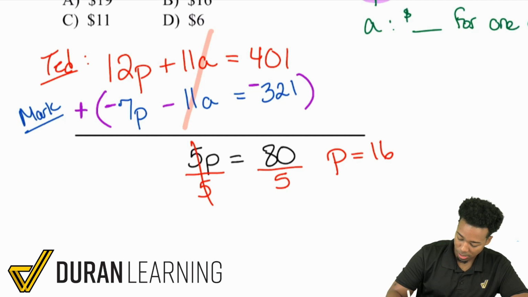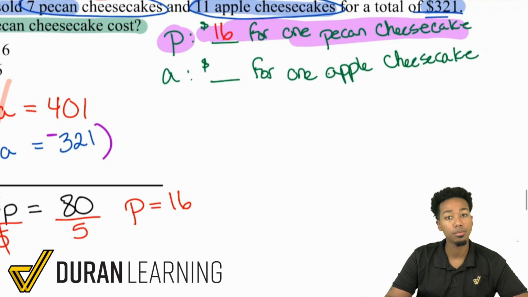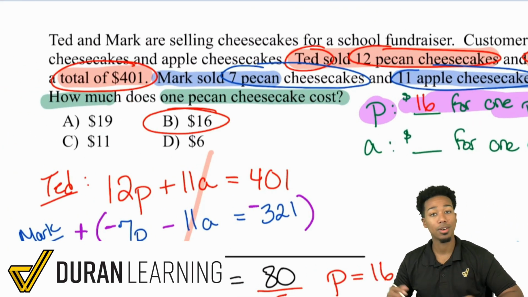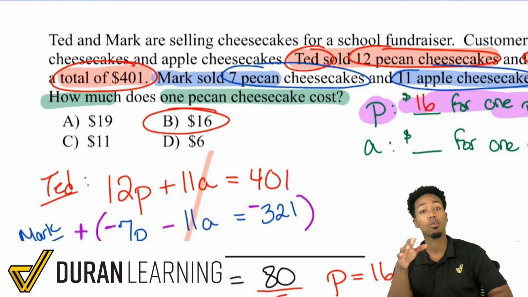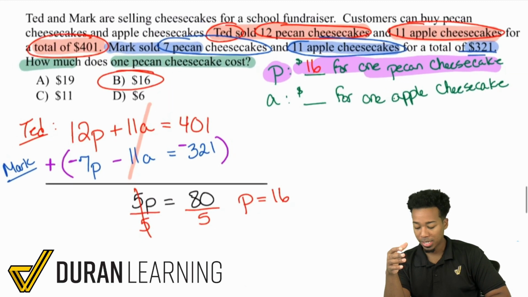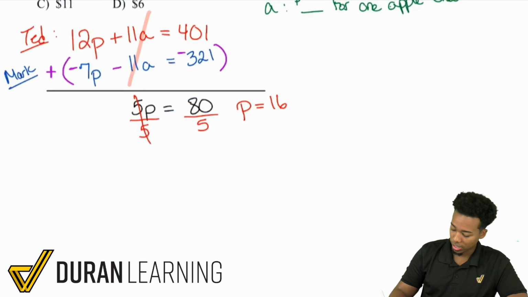And so what that means is, right here, $16 is the cost for one pecan cheesecake. And that's it. Booyah, we have our answer. That's B, and we're done. Now remember, we have 3 more problems here to go, so go ahead and watch through the rest of these because I got your back here. Setting these problems up and then solving them, those are the 2 main things. Let's take a look at the next one here.